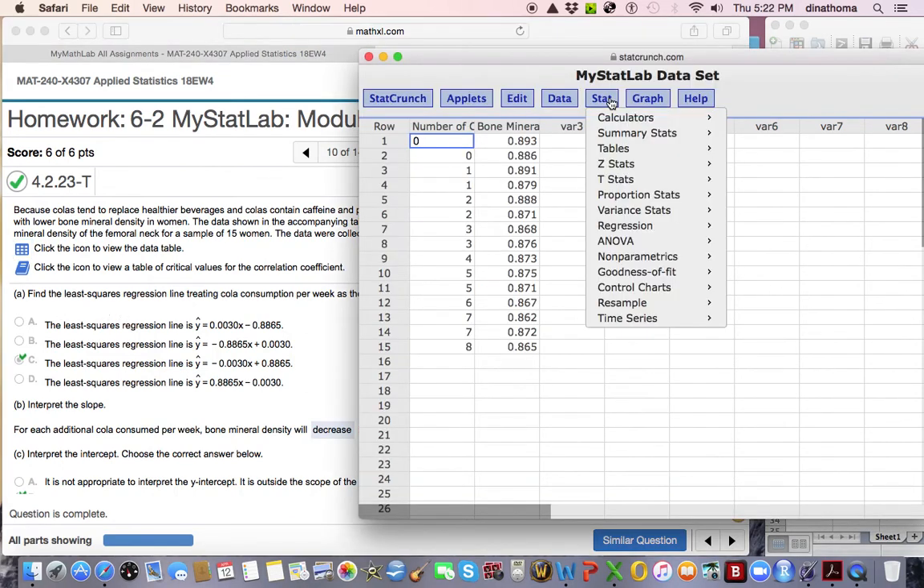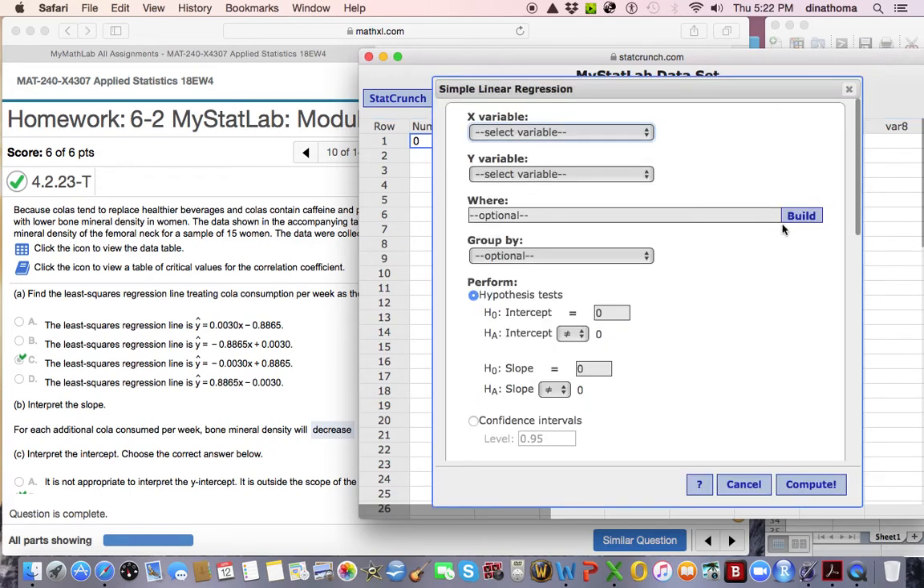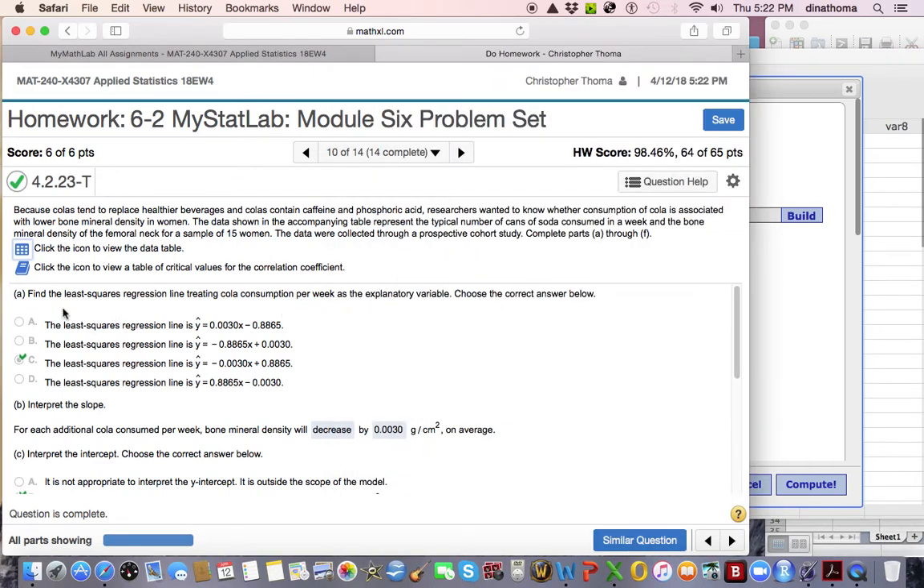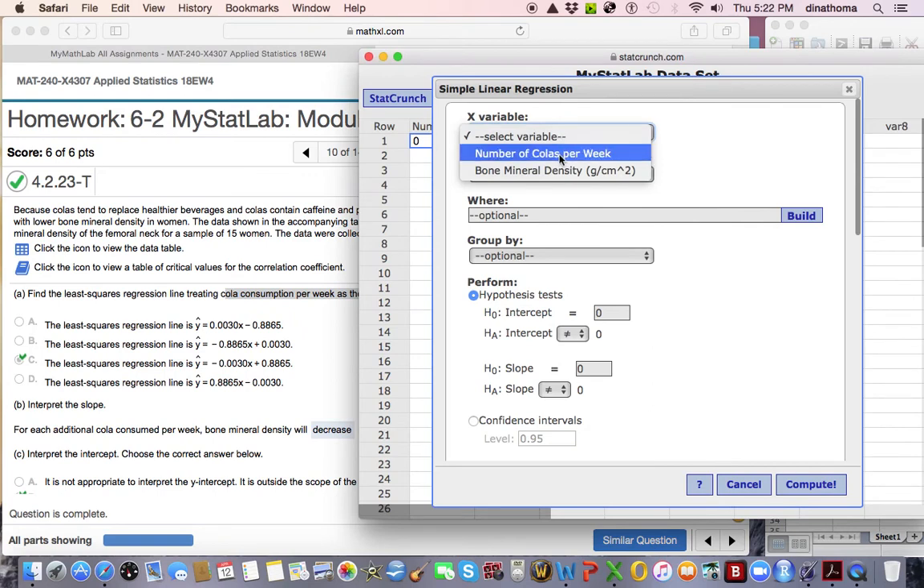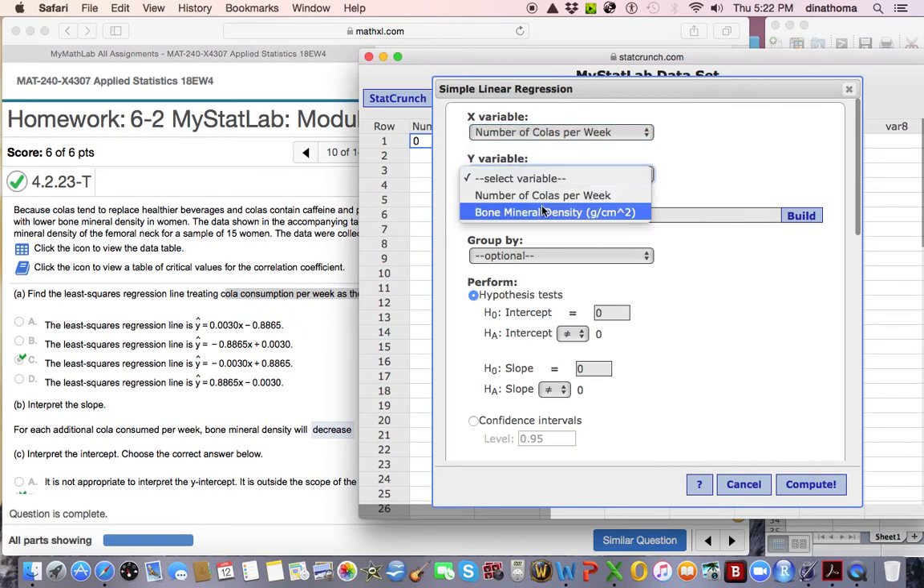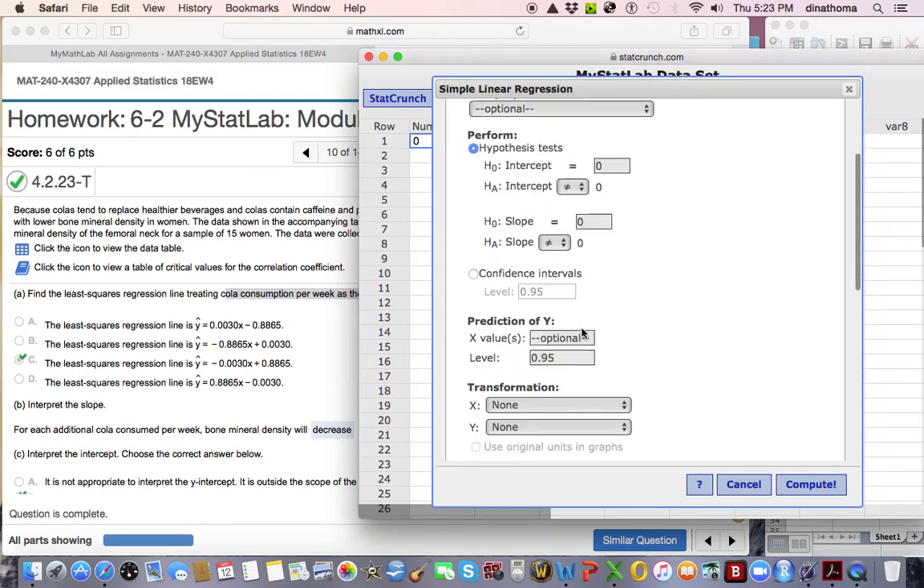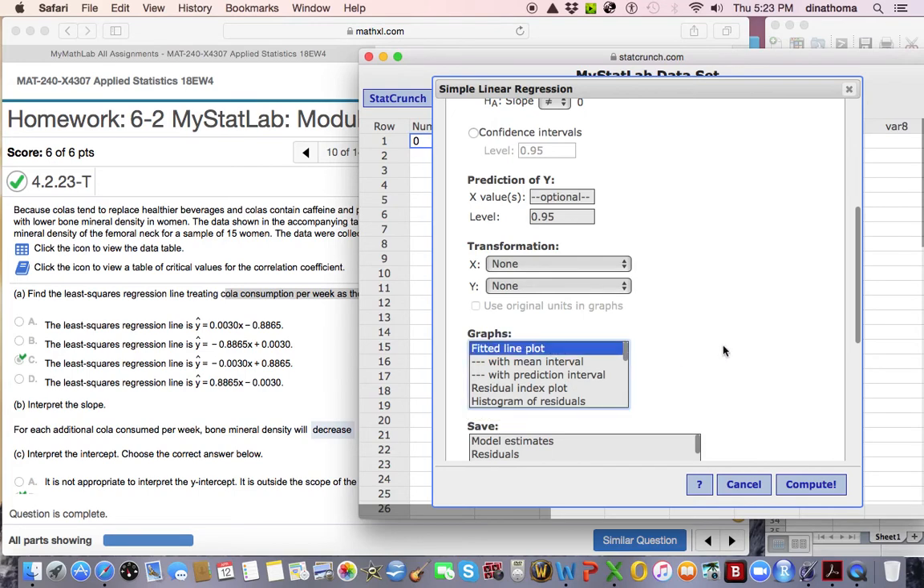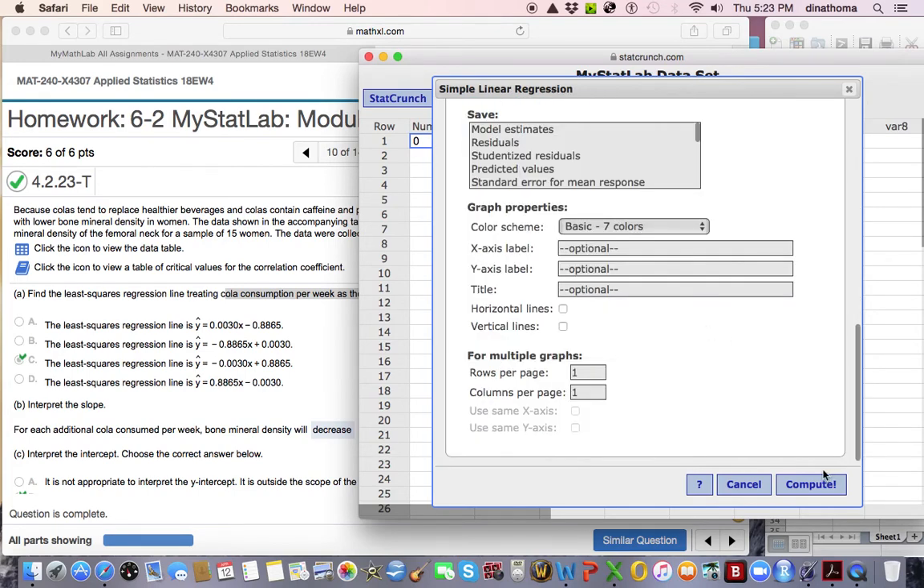So again, we'll go to Stat, Regression, Simple Linear, click on it. Now, we're going to read so we figure out what our X's are. Find the least squares regression line treating Coca-Cola consumption per week as the explanatory variable. That means Coca-Cola is X. Number of Cokes per week, X. Therefore, we're predicting bone density of Y. Scroll down here, fitted line plot. I always just like to have it to look at it, and then click compute.